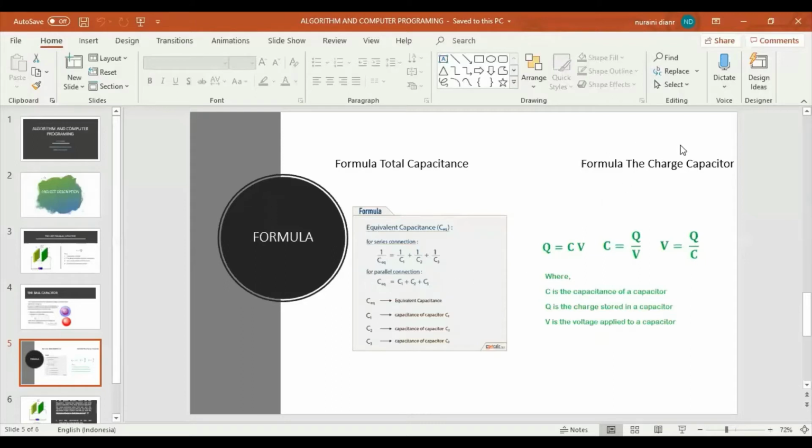And this is the formula for the charge of the capacitor. I use this formula, Q equal C times V, where C is capacitance of capacitor, Q is the charge stored in capacitor, and V is voltage in capacitor.